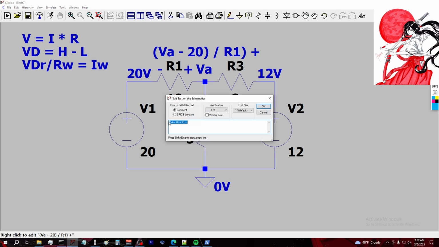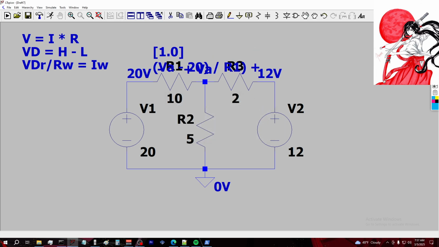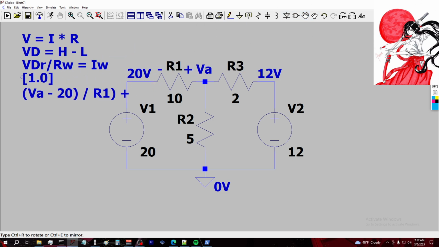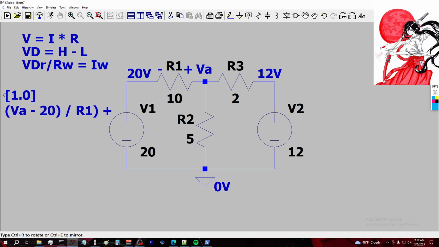So let me actually label this, so that way we keep track of stuff. All right, so what do I want to do now? I want to move this right here. There you go. So we have our first equation right here, or our first expression, because this is going to be a giant equation.